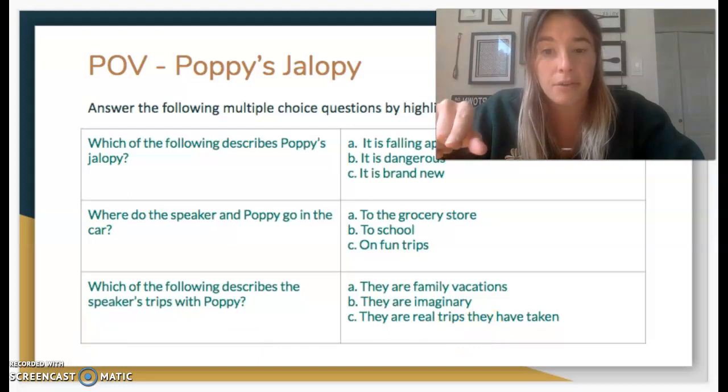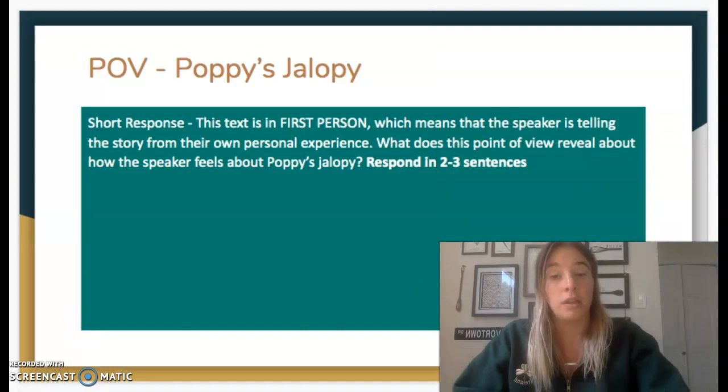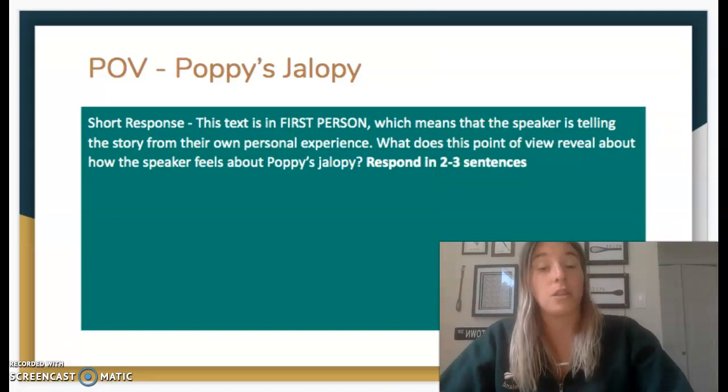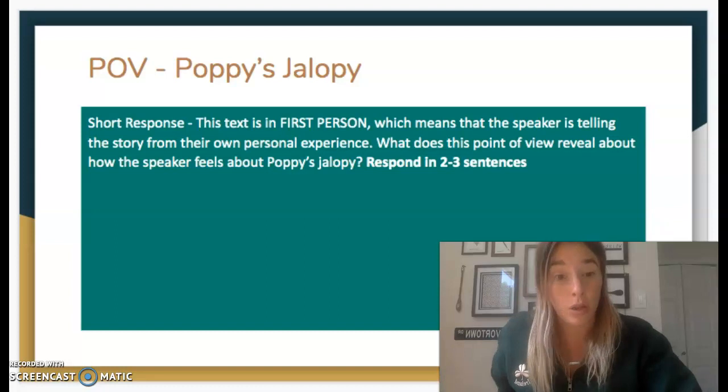And then the last slide you're going to be doing. This is a short response slide. The question is a little bit difficult, but it's something that I feel like you guys can rise to the challenge with. So this text is in first person, which means that the speaker is telling the story from their own personal experience. What does this point of view reveal about how the speaker feels about Poppy's Jalopy?